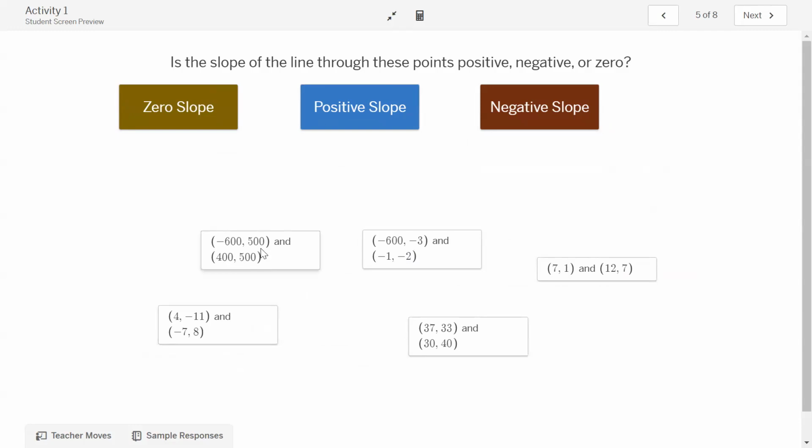If it is 0 over a number, it's going to have 0 slope. 0 divided by something does equal 0. None of these are going to be undefined. None of these points are going to be something divided by 0. You might get 0 divided by something. If you end up with a negative divided by a positive or a positive divided by a negative, then you would have a negative slope. If you have a negative divided by a negative, it would be positive, or a positive divided by a positive, it would be positive. So you're going to sort these into whether it's a 0 slope, positive slope, or negative slope. I will also be looking to grade this slide.